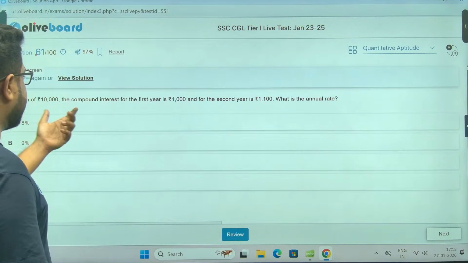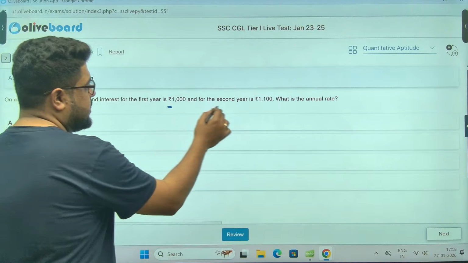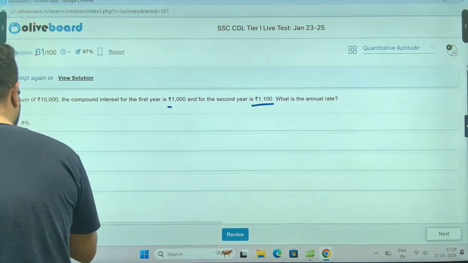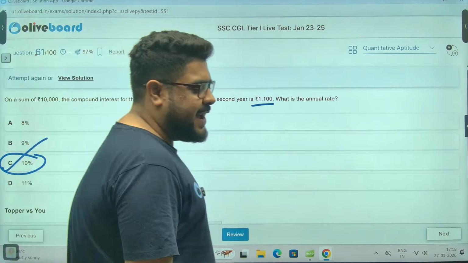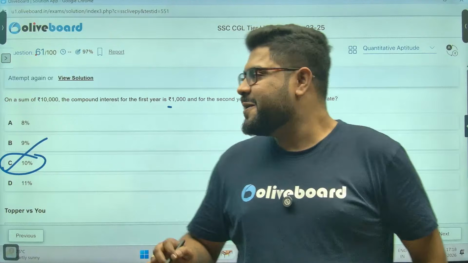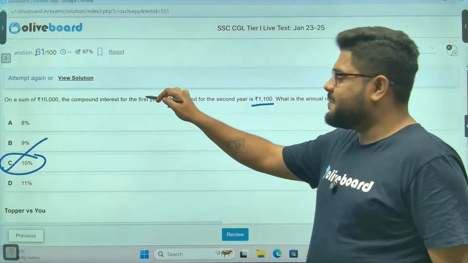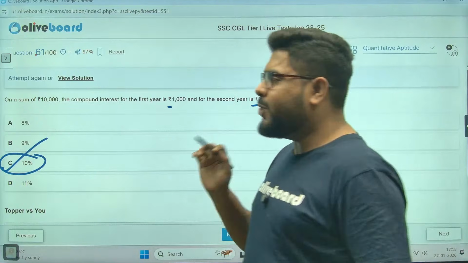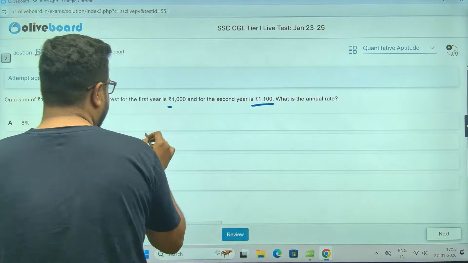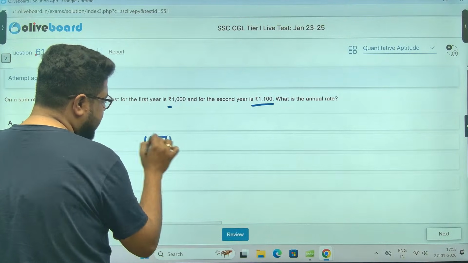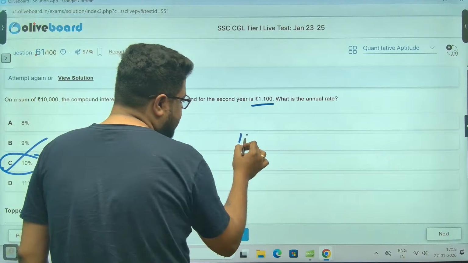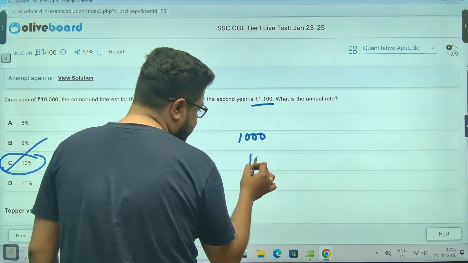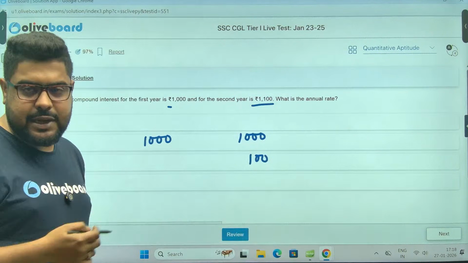Sir, a sum of 10,000, first year 1000, with interest at this rate. Again, you see the value is so good. If you have solved a few questions, you don't even need to calculate. But if you need to, think about this: first year 1000 rupees, second year 1100 rupees, meaning 1000 rupees and 100 rupees. I'm using the tree method.